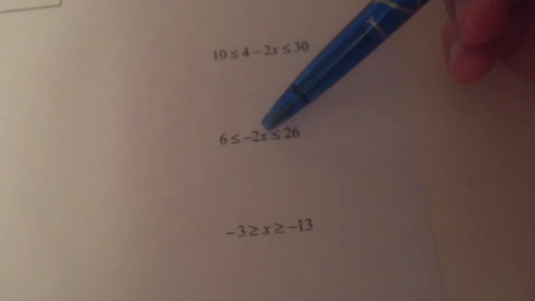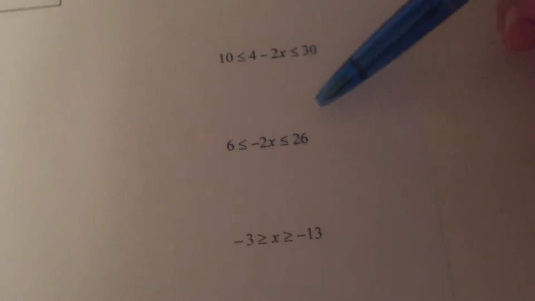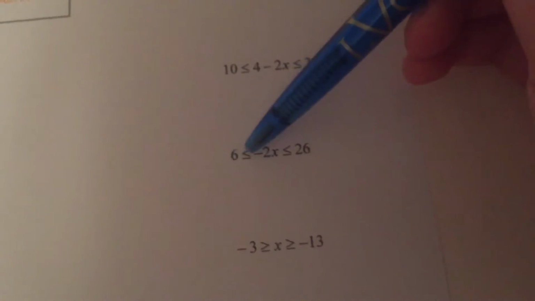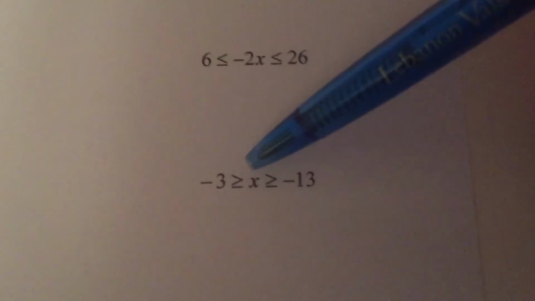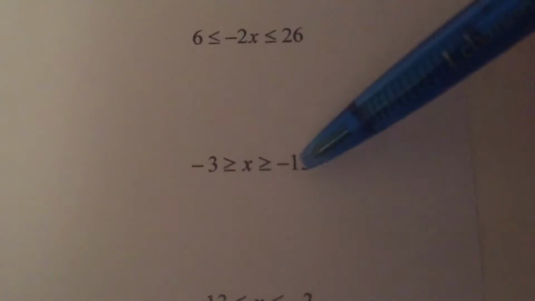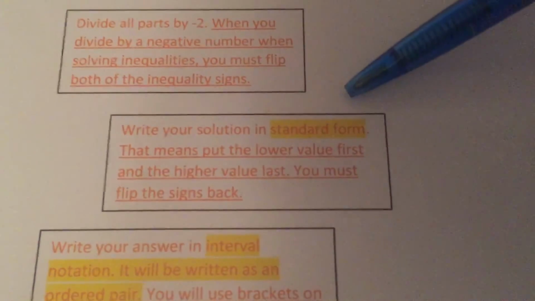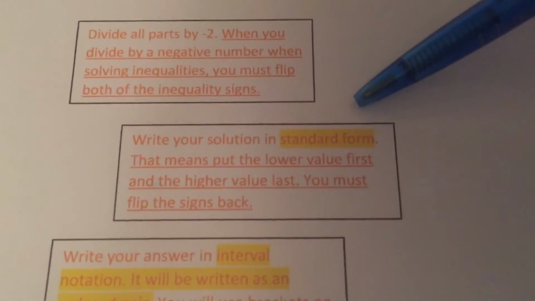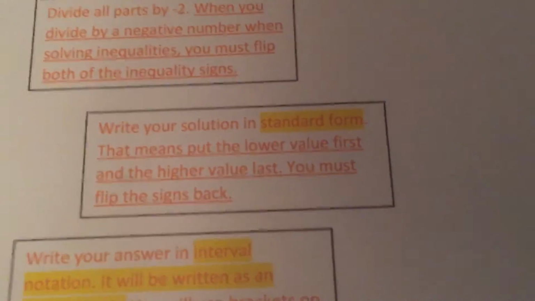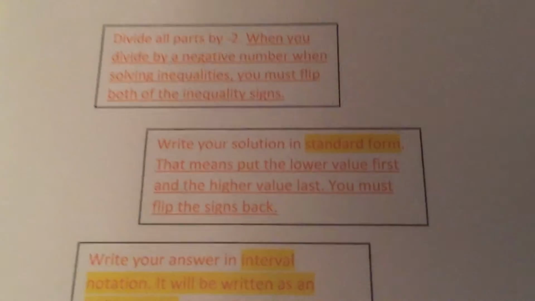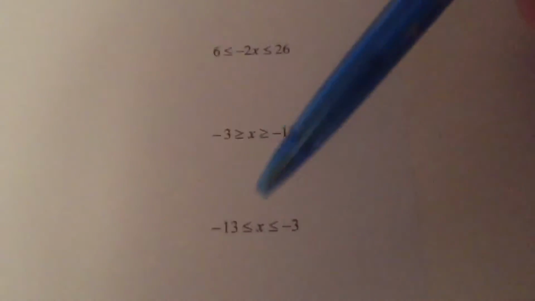So since we're dividing by -2 in both parts, we have to flip both of these. So then our new inequality would now read -3 is greater than or equal to x, which is greater than or equal to -13, I'm sorry. Then write your solution in standard form. That means put the lower value first and the higher value last. So flip the signs back to how they were, but write it correctly.